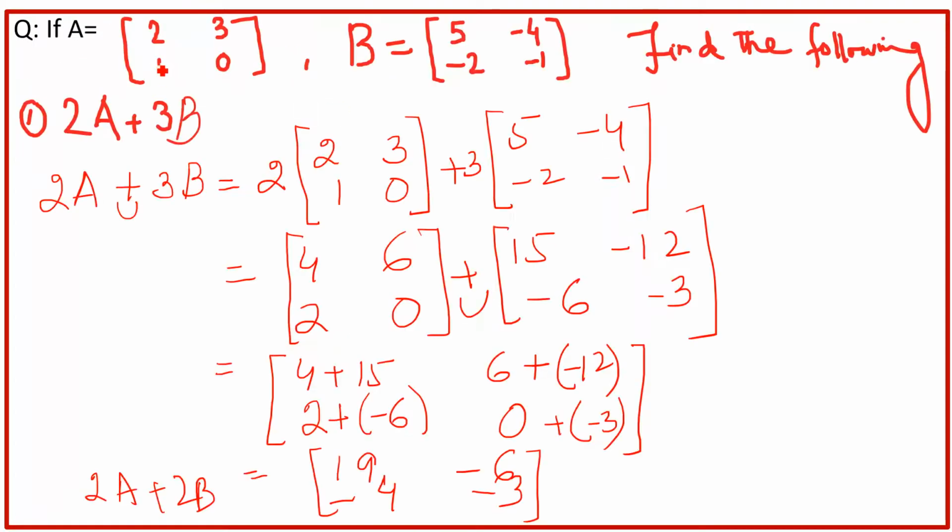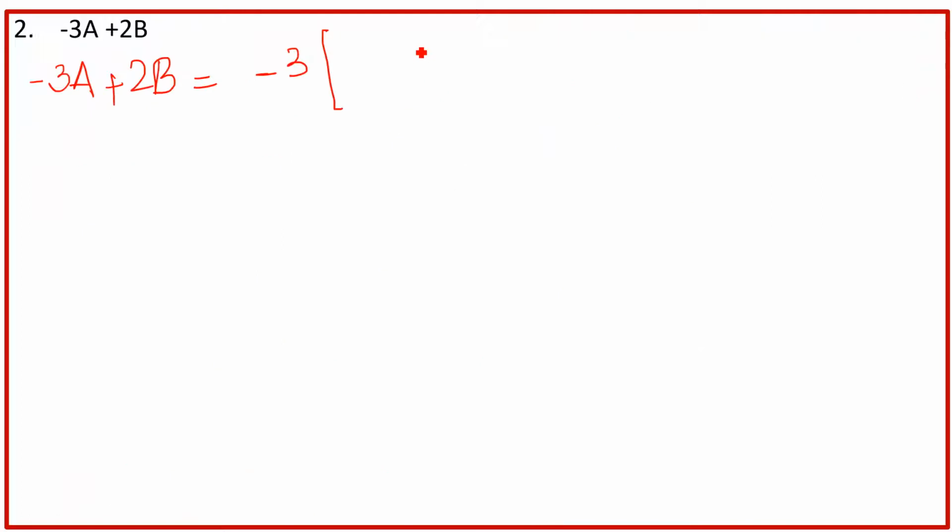Right. Next question. Here is minus 3A plus 2B. So very simple, no problem. Just write down minus 3A plus 2B. We will follow the pattern. First is -3, so write down -3, and then A. What is A we have? We have 2, 3, 1, 0, and this is B. Okay, so A is 2, 3, 1, 0, and then plus 2. What is next? B. And what is B?